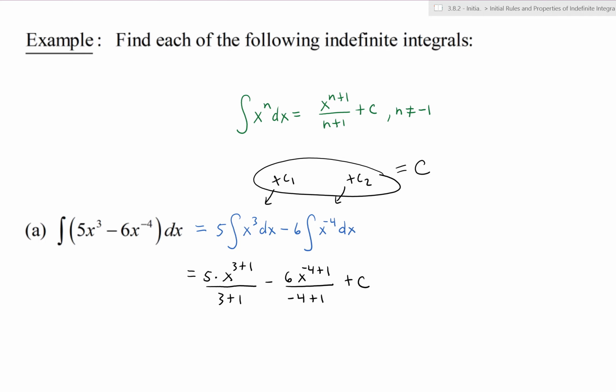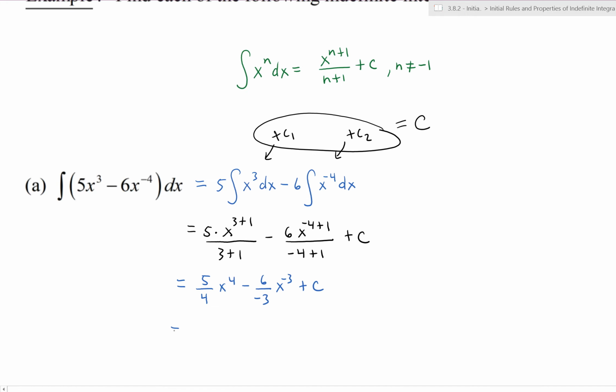Let's clean this up. What do we get? All right, moving on. Well, this is going to give us a 5 over 4, x to the 4th power. And then we have a minus 6 over a negative 3 here, x to the negative 3 power, plus that constant. And finally, we can write this as 5/4 x to the 4th, and then plus a 2, x to the negative 3rd power plus that constant. So this right here is the general antiderivative, or the general family of curves, for which, when I differentiate, I get the function that we have in our integrand right above.